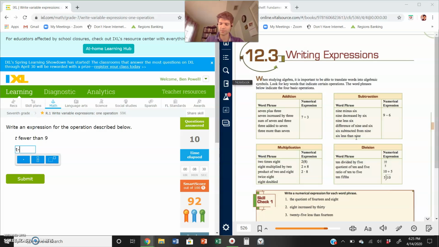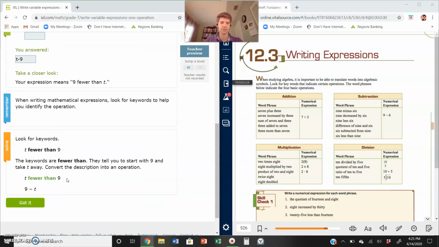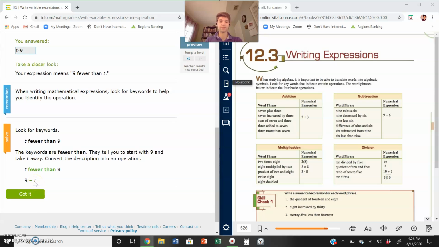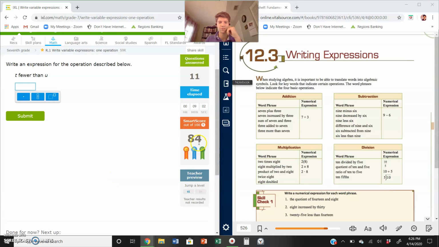I'm going to type in t minus 9, and it should tell us that is incorrect. And this is why. It's because the fewer than actually tells us to swap it. This keyword tells you to start with 9 and to take away the t. So 9 minus t is different than t minus 9. What if t was the number 2? What is 9 minus 2? 7. What is 2 minus 9? Negative 7. That's a big difference. So it drops us pretty far down.